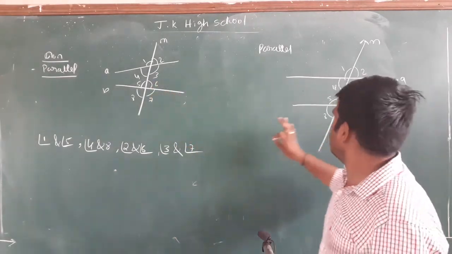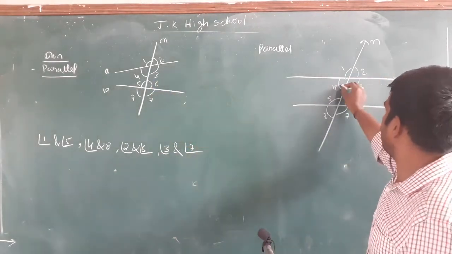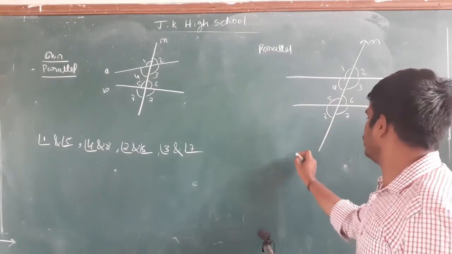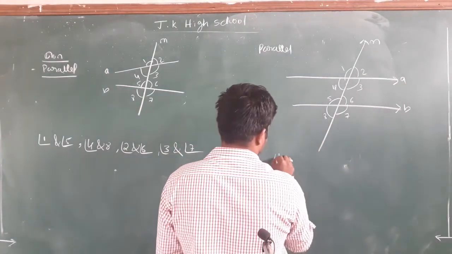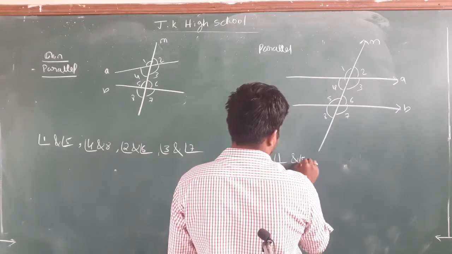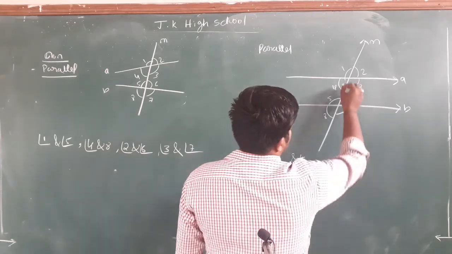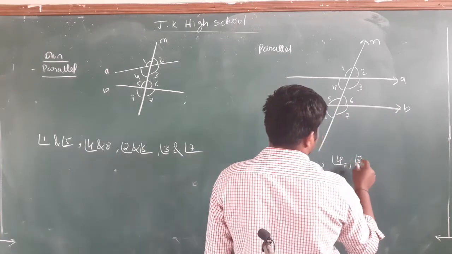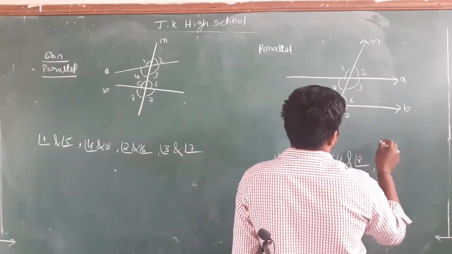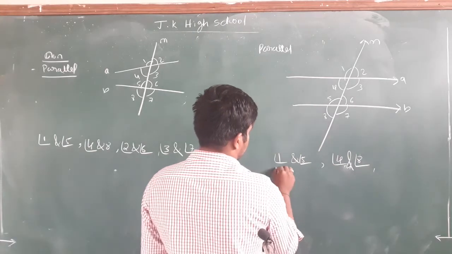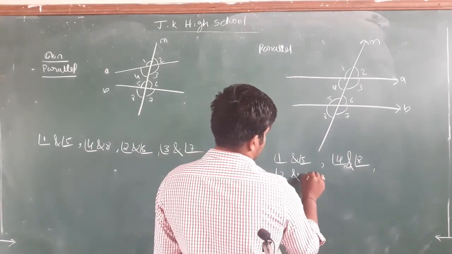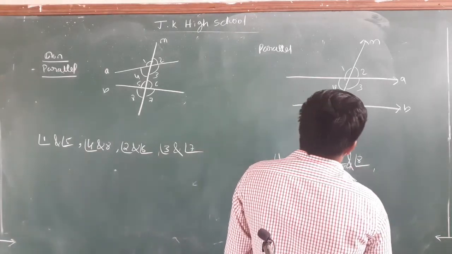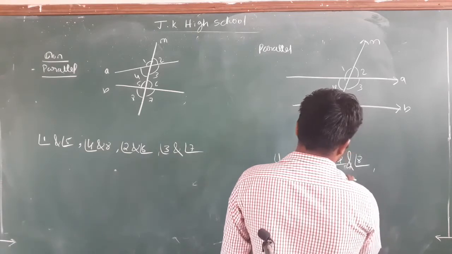Here also there are 4 pairs: 1 and 5, 4 and 8, 2 and 6, 3 and 7.